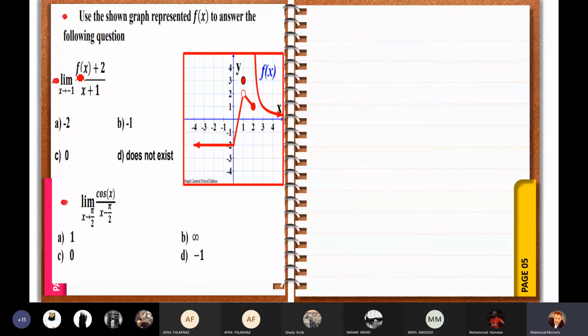Yes, if f of x here is what, from the graph, when x approaches -1, it's what? It's -2. At -1, it's -2, correct? At this point, so -2 plus 2 is 0. Here x approaches -1, so -1 plus 1 is 0. 0 over 0. So how do we find the solution here? How do we find the limit when x approaches -1?